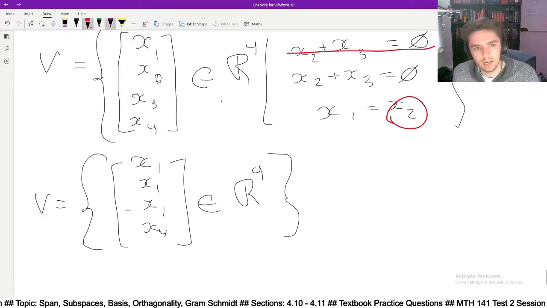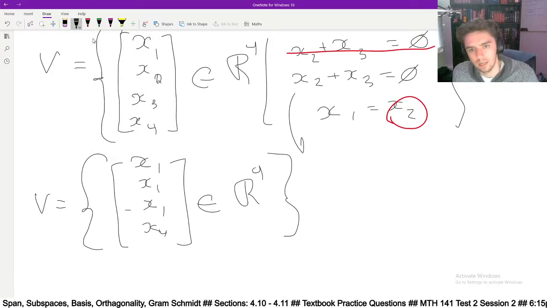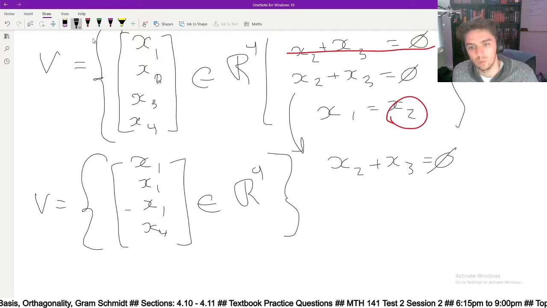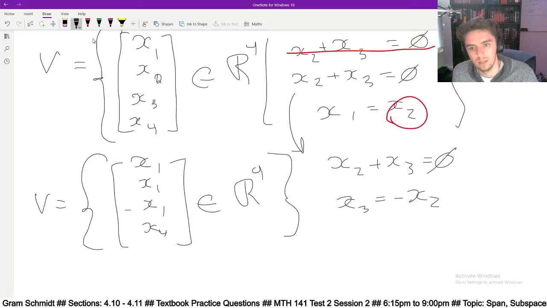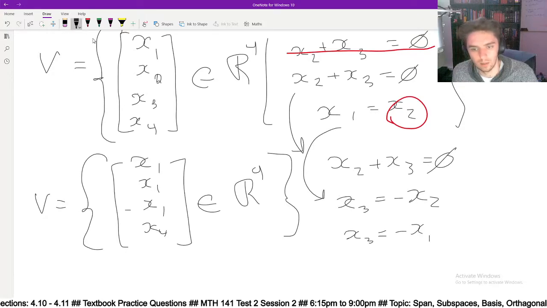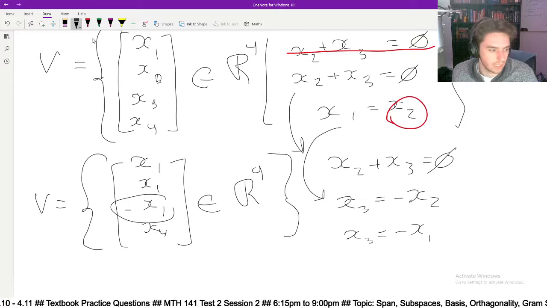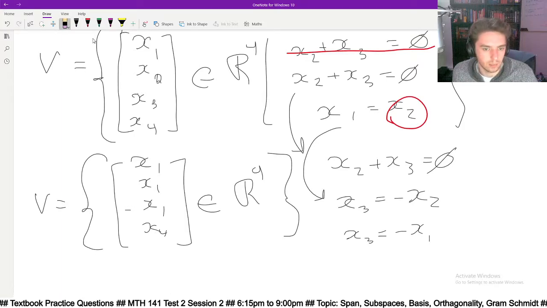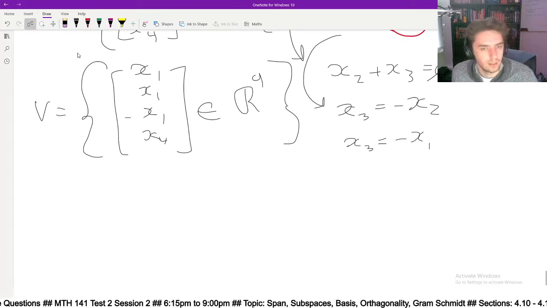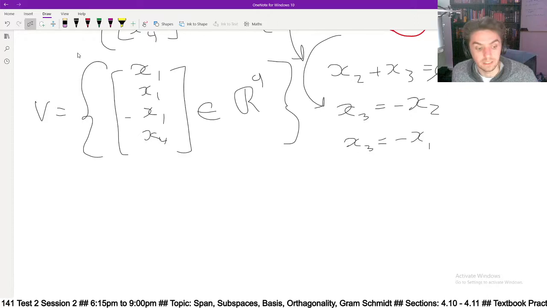And then from here, I can take this equation, x2 plus x3 equals 0, and rearrange that for x3. x3 equals negative x2. And then apply this as well: x3 equals negative x1. And so that's what I put in the x3 position, negative x1. And then x4 is x4. So did that make sense? If not, I can explain it differently too.